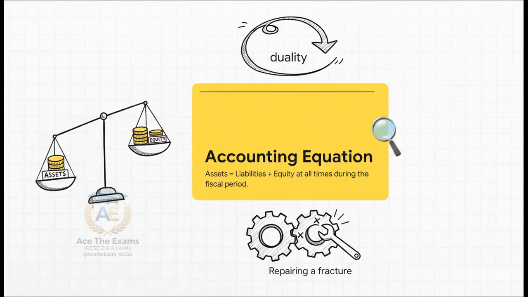And this brings us to the accounting equation. This duality is your ultimate anchor. Assets must equal liabilities plus equity at all times. When you correct a journal error, you are actively repairing a fracture in this equation. It's literally the lifeblood of the business entity concept.